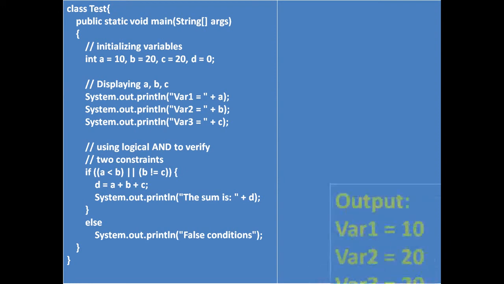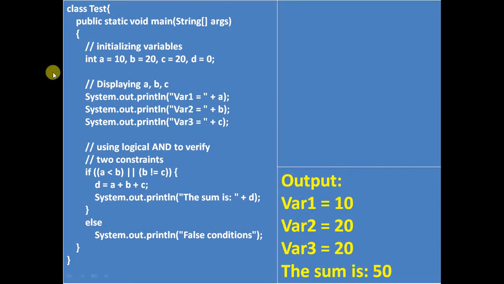Here is the example. The condition A less than B, 10 less than 20, is true, so it will not check the second condition, which is B not equal to C. It immediately executes this condition and gives the result. So the result will be variable 1 is 10, variable 2 is 20, variable 3 is 20, and the sum is 50.